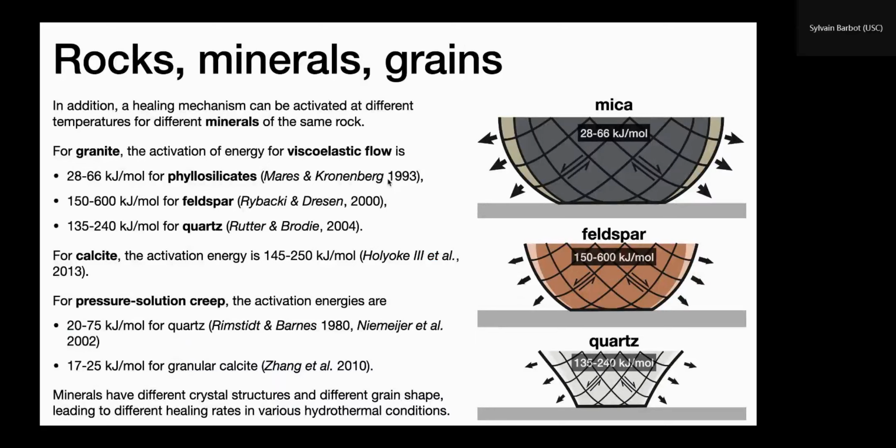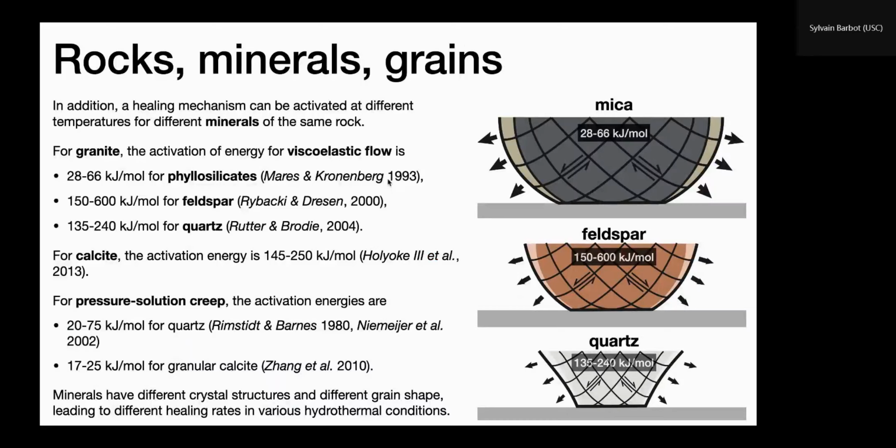And there's been experiments constraining the activation energy of viscoelastic flow for these individual minerals. And there's also a wide range of activation energies. Phyllosilicates are very weak, they're anisotropic. They have a low activation energy between 28 and 66 kilojoule per mole. Quartz is relatively weak, has activation energy between 135 and 240. And feldspar between 150 and 600. And this wide range is because viscoelastic flow actually has different mechanisms. They're all viscoelastic, but diffusion creep, dislocation creep can have widely different activation energies.